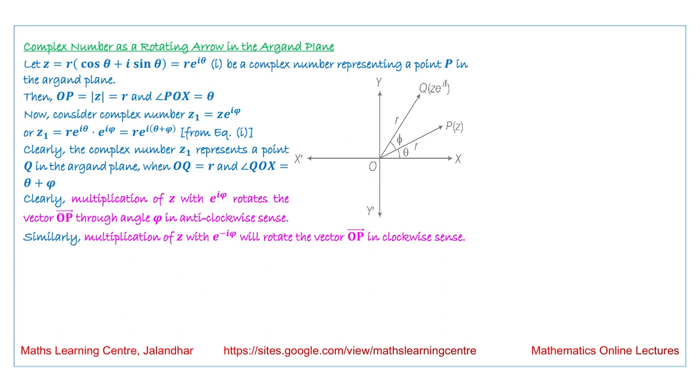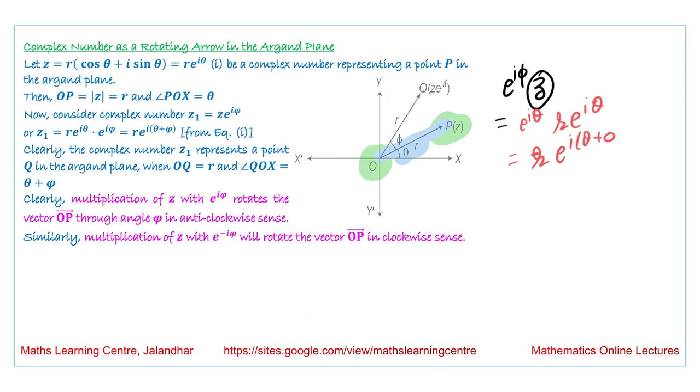Next is complex number as a rotating arrow in the Argand plane. This we have already seen in our previous lectures. If we represent a complex number, this is the origin O, this is the complex number Z, and this is the vector corresponding to it, with length R and angle theta. If we multiply this Z, which is R e raised to the power iota theta, with e raised to the power iota phi, the resulting number is R e raised to the power iota theta plus phi.